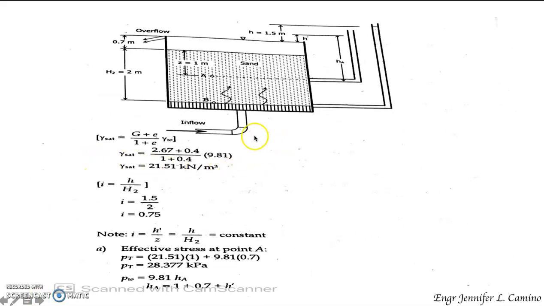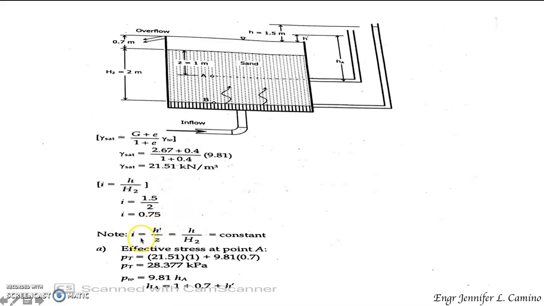We're not given the unit weight of the saturated sand, so we try to get the value for the saturated unit weight using this equation, since we are given the specific gravity and the void ratio, and of course we have the unit weight of the water. So we get now our saturated unit weight, 21.51 kilonewton per cubic meter. And if we were to get our hydraulic gradient i, which is h 1.5 over capital H2, which is 2, it gives us 0.75.